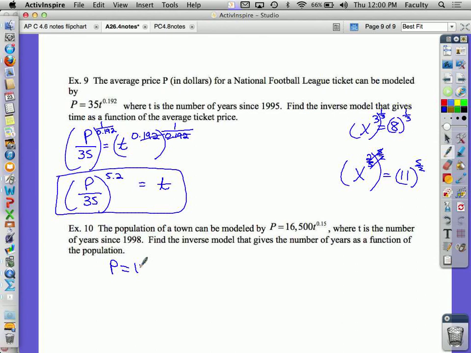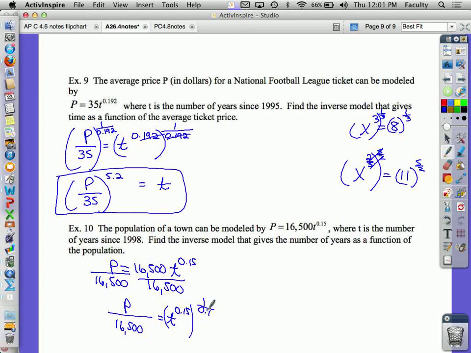So all we're going to do is we're going to take the equation and solve it for T. So what would we start with? Good. Divide by 16,500. And then what exponent do I need to raise it to? 1 over 0.15. And what are you getting when you do 1 divided by 0.15? 6.7. Yeah, about 6.7. So this is T equals, so it's really weird, but true.